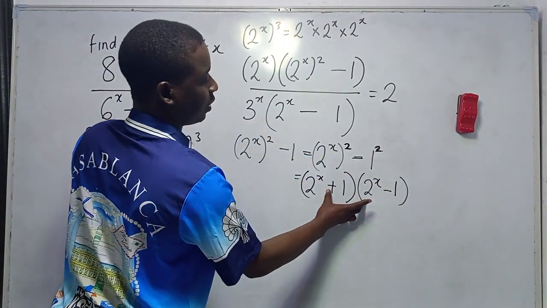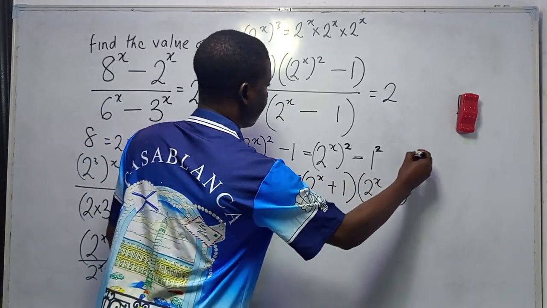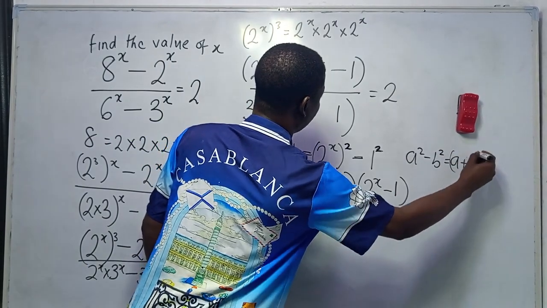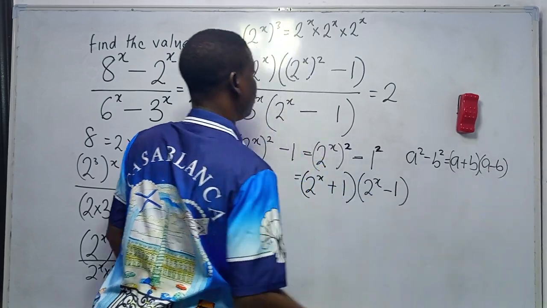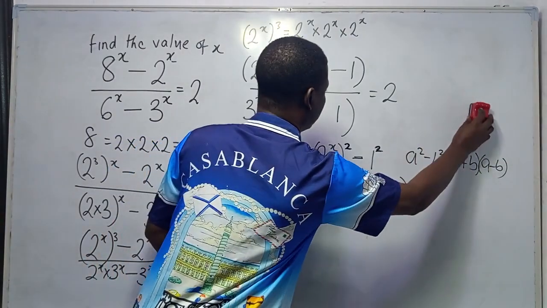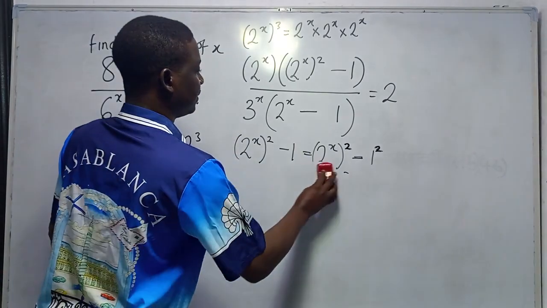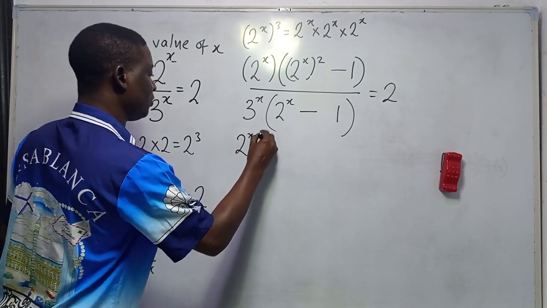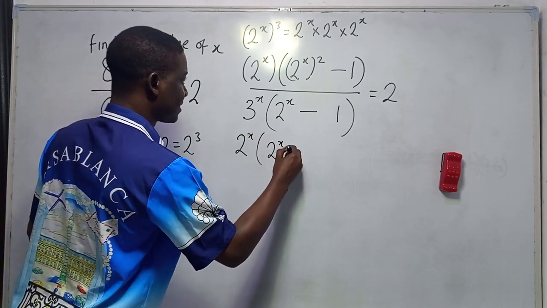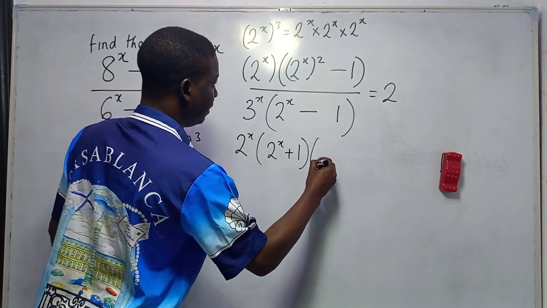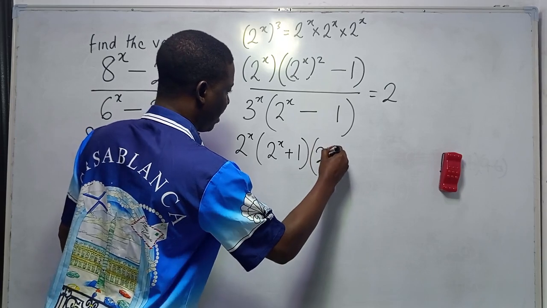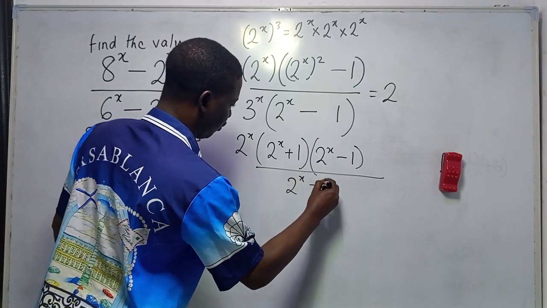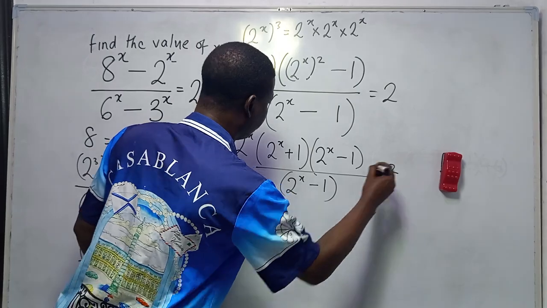So I will write this one because a square minus b square is simply (a plus b) into bracket (a minus b). That is the difference of 2 squares, and that's what I'm going to use to break it down. So this one will now be written as 2 to the power of x into bracket (2 raised to the power x plus 1), then times (2 raised to the power x minus 1), divided by 2 raised to the power x minus 1, all equal to 2.